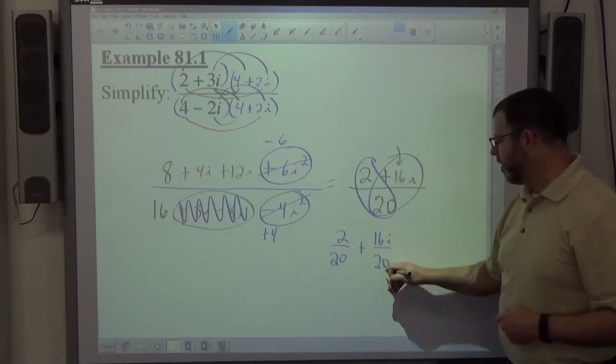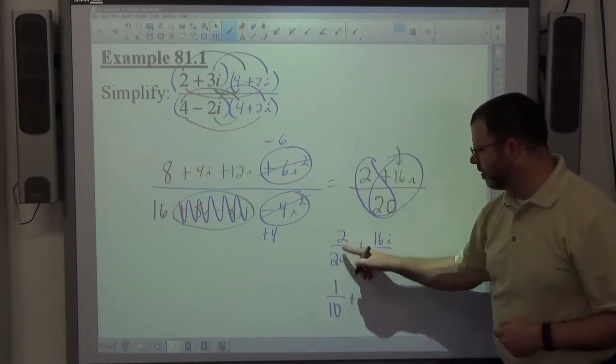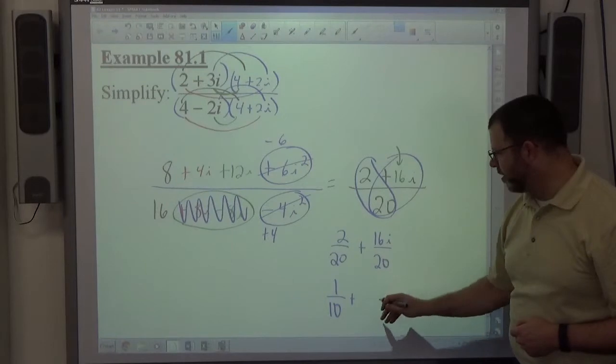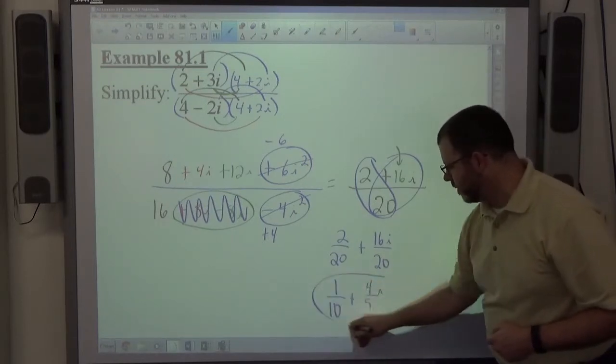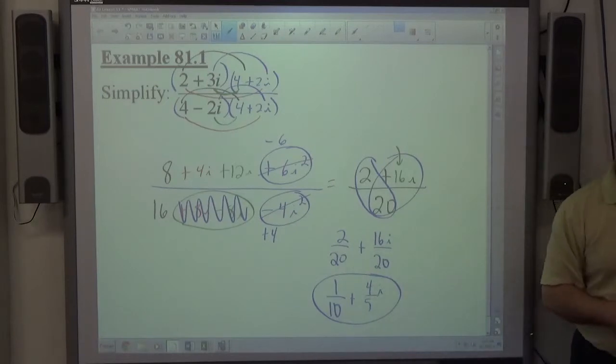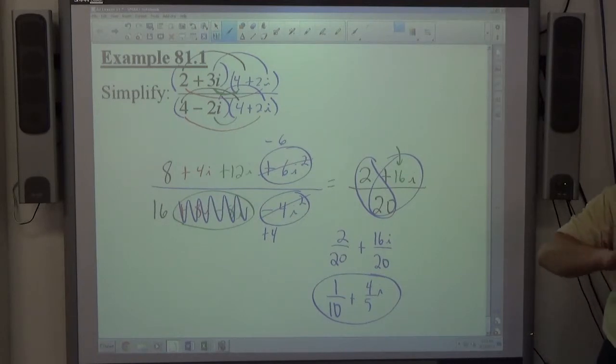And then of course reduce each fraction as much as is humanly possible. Both of these divide by 2, so 1/10. Both of these divide by 4, so 4/5 i. That's how I want the final answer for a complex number to be written every time: real number plus or minus imaginary number, in that order, separate from each other.